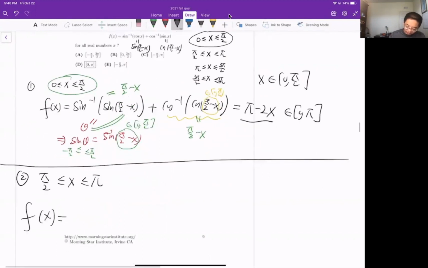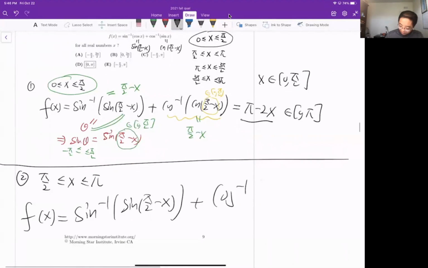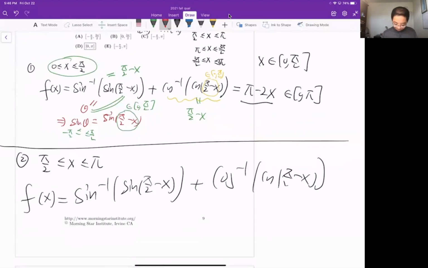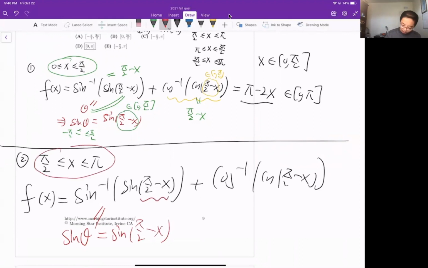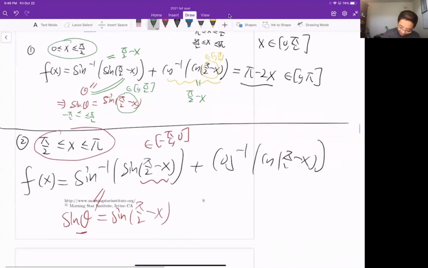We have f(x) = sine inverse of sine(pi/2 - x) plus cosine inverse of cosine(pi/2 - x). For the first term, we know sine theta equals sine(pi/2 - x). Now, when x is in this range, pi/2 - x will be between -pi/2 and 0, which is in the range of theta in the definition of sine inverse. That means we can just choose theta equal to that. So this is just pi/2 - x.